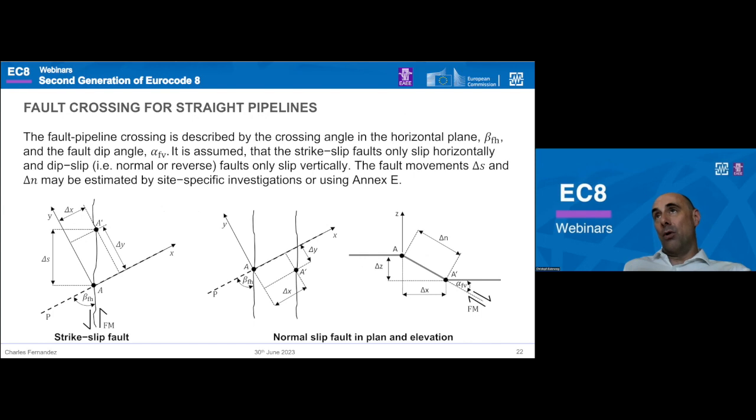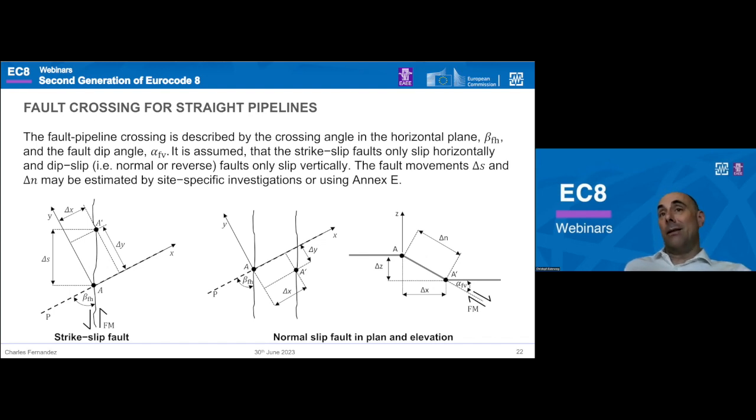Now we have the permanent ground motion and permanent ground deformations. And here we have to handle fault crossings. So we are differentiating between normal slip fault and then strike slip fault. And this is shown here in plan and elevation. And the crucial point here is to estimate the fault movements, which are denoted as delta S and delta N.